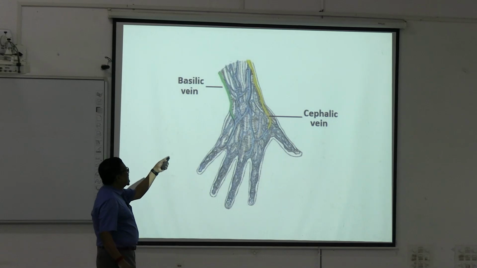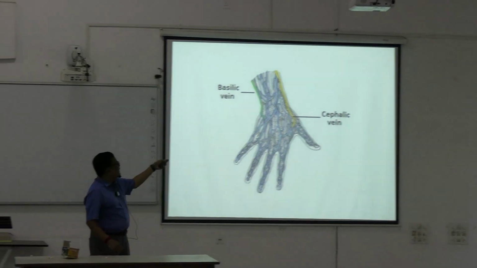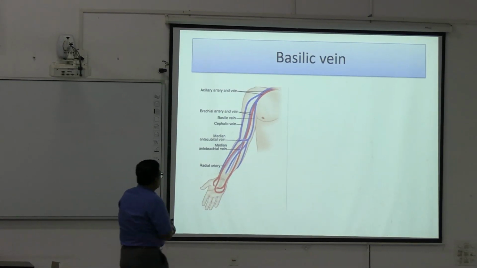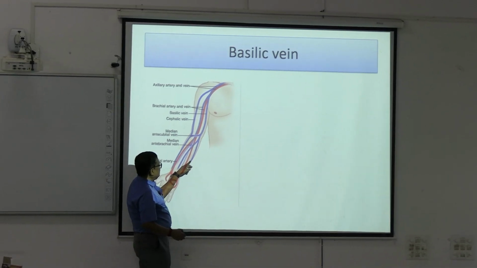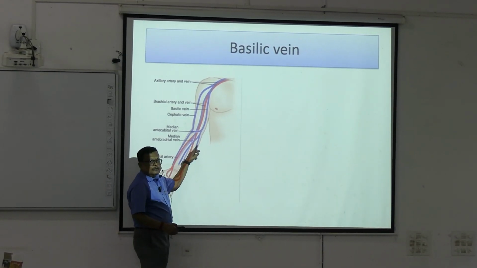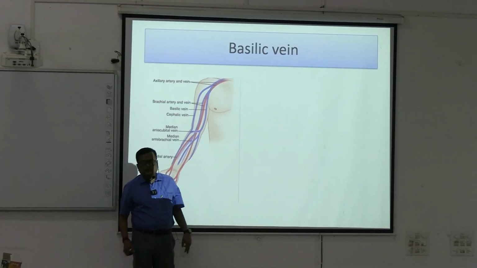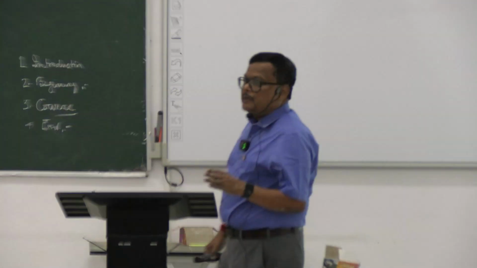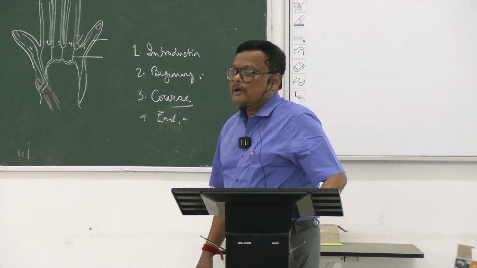So the green color is the basilic vein, the blue is... the yellow is the cephalic vein. Then it runs along the medial border of the forearm, courses upwards, crosses the elbow joint, and passes along the medial border of the biceps.